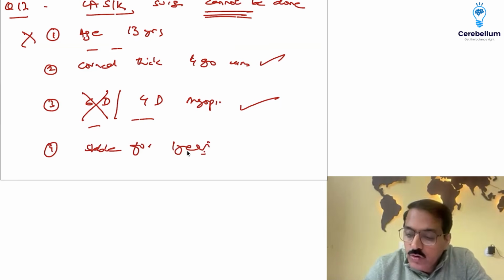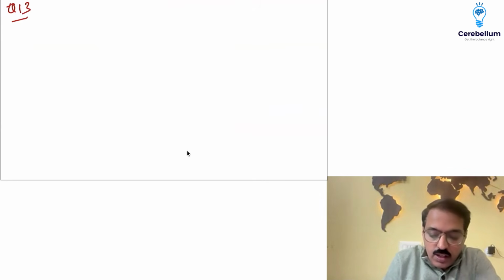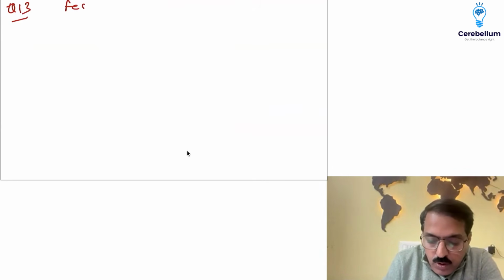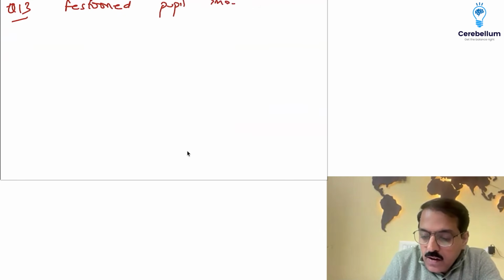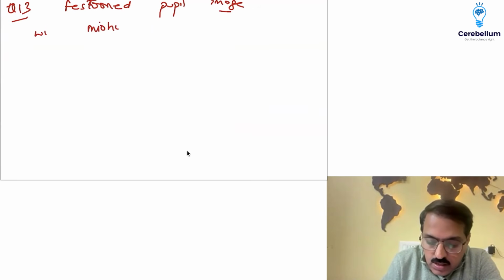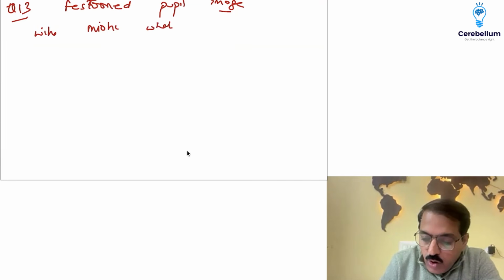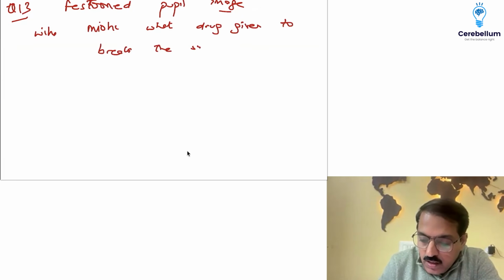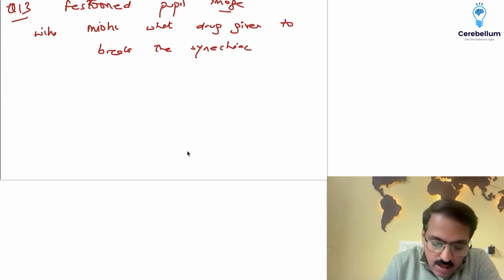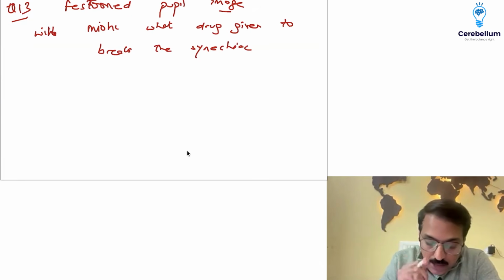ठीक है. Now, one question which was there was question number 13, which is there was a festooned pupil image. Festooned pupil image was given, where they are saying along with myotics, what drug given to break the synechiae. Okay, I had put this question. I don't know why this question is not there in my PPT, but I had written this question. But चलो कोई बात नहीं.